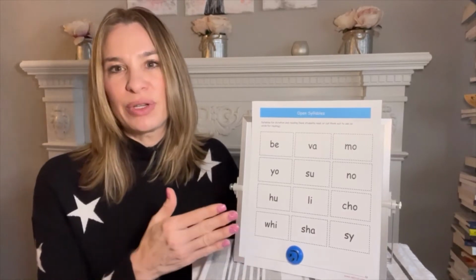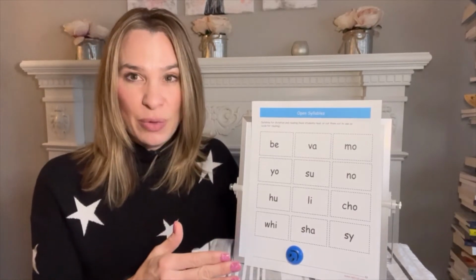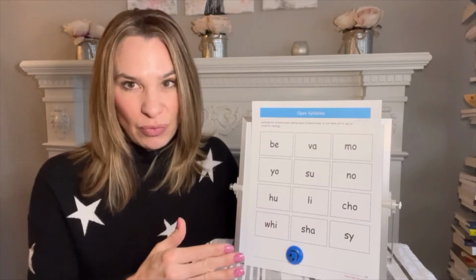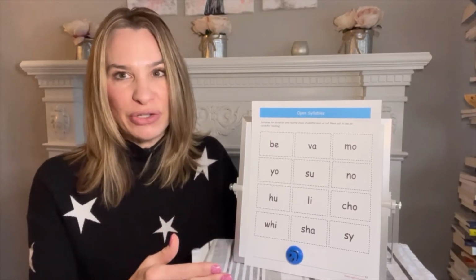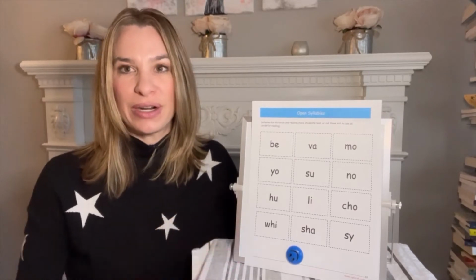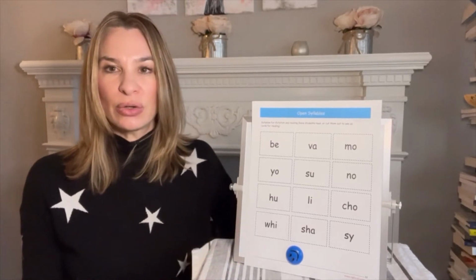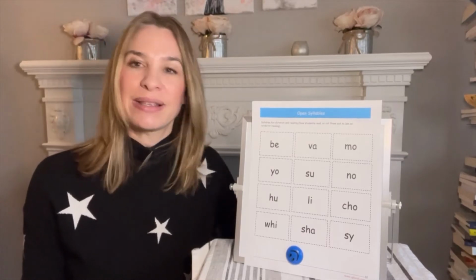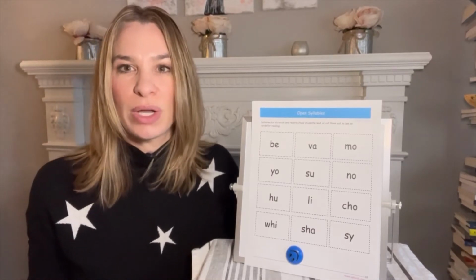What you're trying to get them used to is seeing the open syllable, differentiating between open, closed, and magic E, and also practicing their blends. It's all layered and it all builds upon the next. So you're actually using past lessons to do present lessons as well.